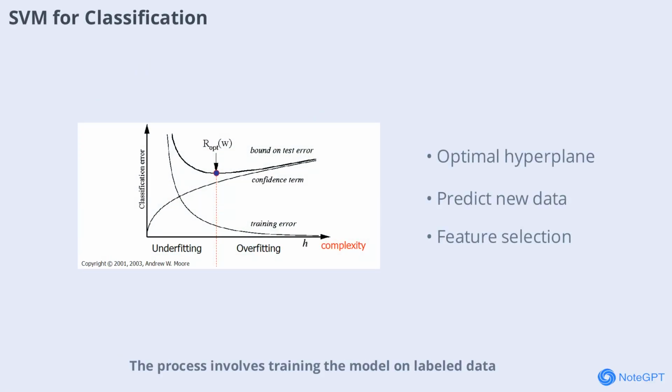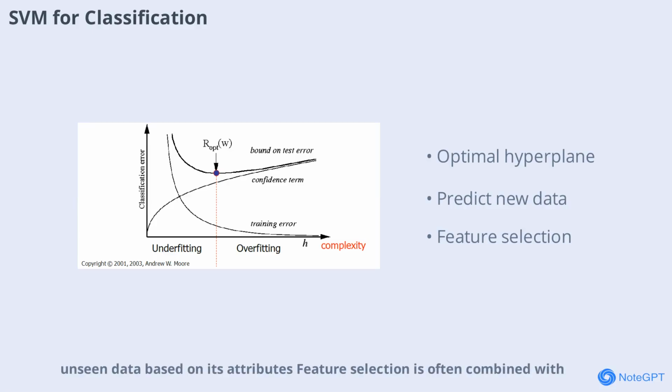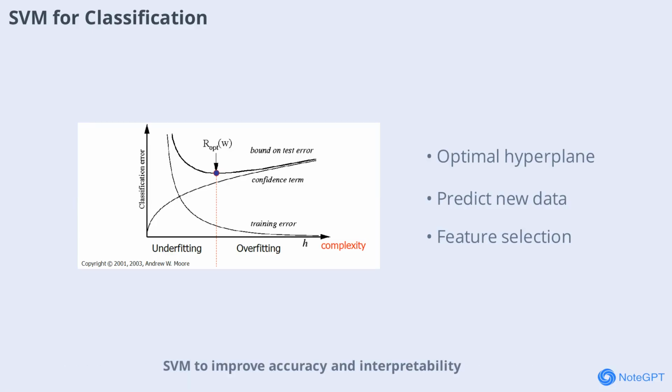SVMs are widely used for classification tasks. The process involves training the model on labeled data where each instance has a known class. The SVM learns to separate the classes by finding the optimal hyperplane. Once trained, the model can predict the class of new unseen data based on its attributes. Feature selection is often combined with SVM to improve accuracy and interpretability, especially in high-dimensional datasets.